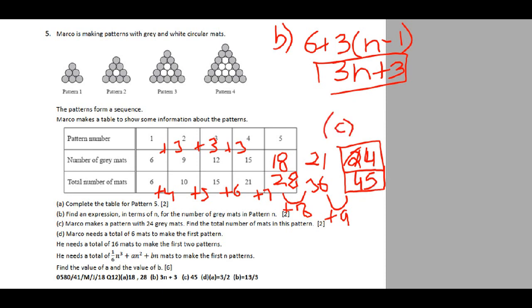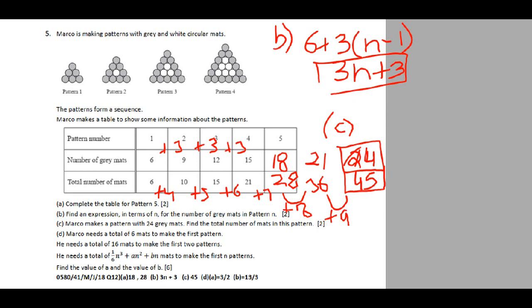Part D, Marco needs a total of 6 mats to make the first pattern. He needs a total of 16 mats to make the first 2 patterns. He needs a total of 1 over 6 n cubed plus a n squared plus b n mats to make the first n patterns. Find the values of a and b.